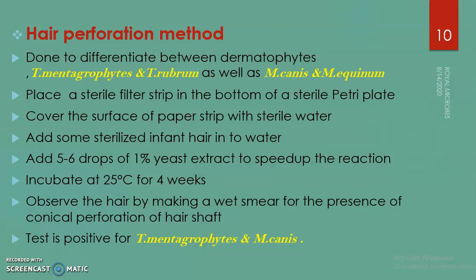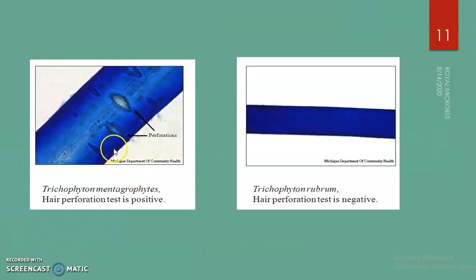Here we can see in this test, Trichophyton mentagrophytes and Microsporum canis are positive for the hair perforation test. In this diagram you can see the hair perforation test positive, that is Trichophyton mentagrophytes, producing conical perforations throughout the hair shaft. The conical perforations are absent in the case of Trichophyton rubrum, because it is hair perforation test negative.